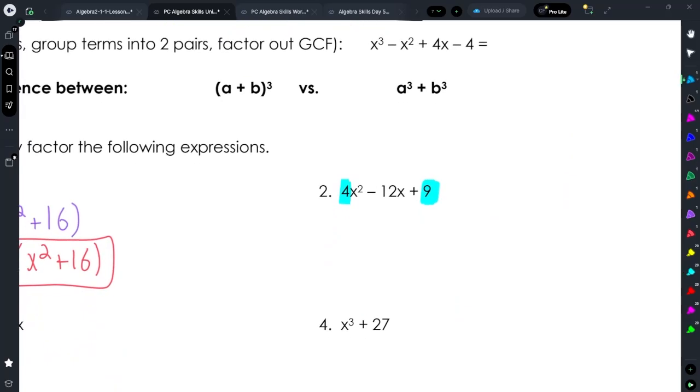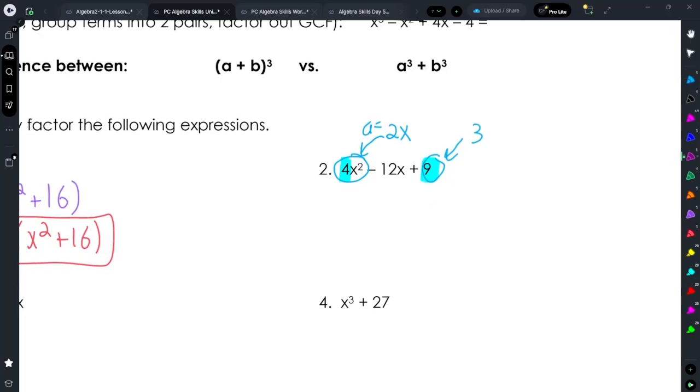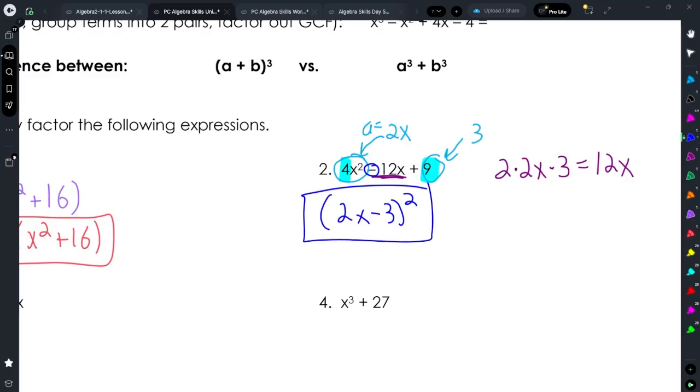So this would be 2x, that would be our a in the formula, and this would be 3 in our formula. And if this were to work out, 2 times 2x times 3, we do get 12x, which is what we have here. So this is a perfect square trinomial, and because it's minus, it's going to be 2x minus 3 squared as your factored form.